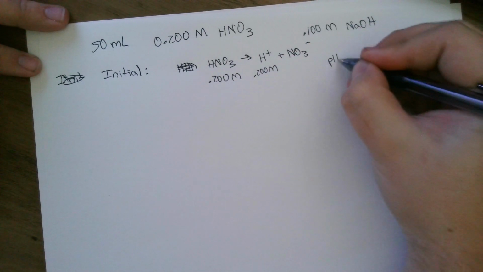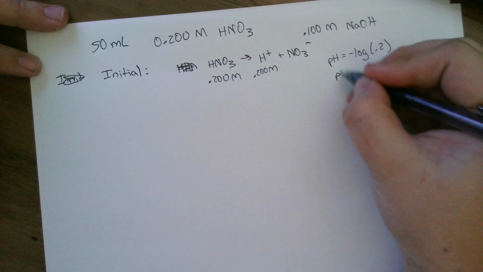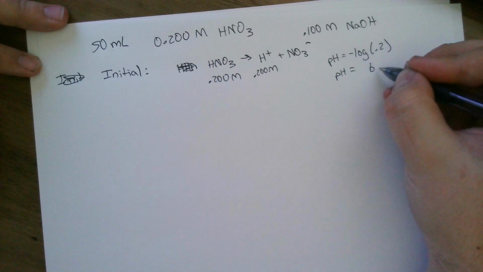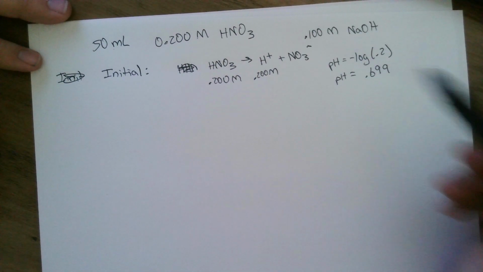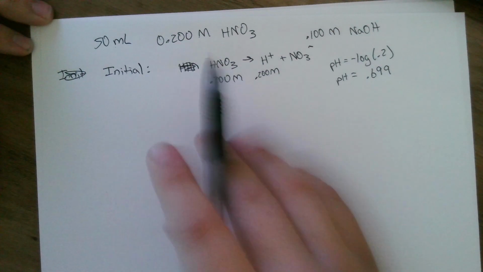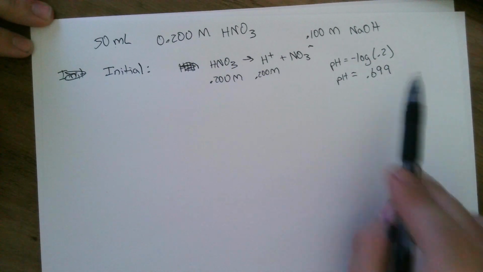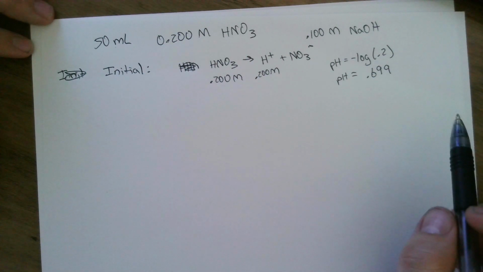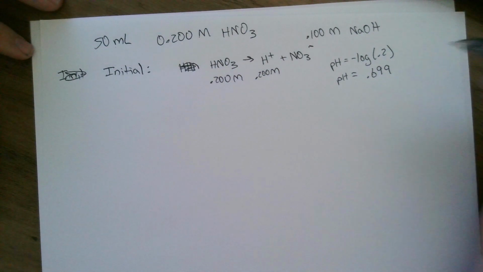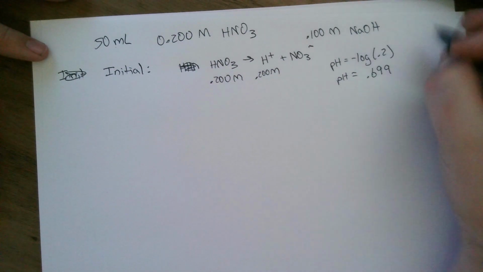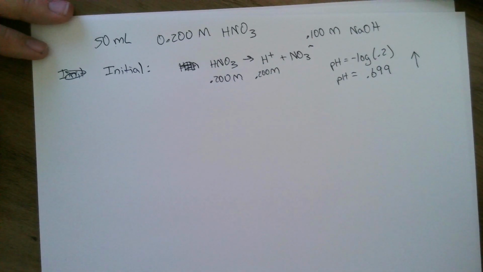So we can find the pH is just the negative log of 0.2, which is 0.699. That is our starting pH of our acid here. Before anything else has been added to it, I have 0.2 molar H+, so I have 0.699 pH. As we add the base to it, it makes sense. This is our titrant here. As we add this, the pH should go up. It gets more basic along each step.